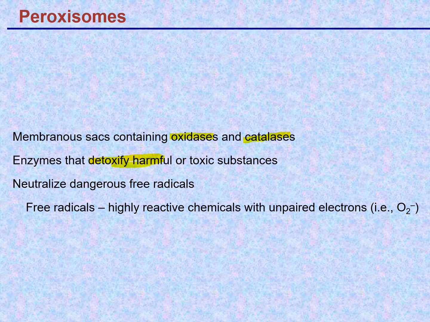The toxins are called free radicals. They're often called oxygen-free radicals. They are produced by the normal metabolism of cells, and are highly reactive and can injure cells, so they have to be neutralized.